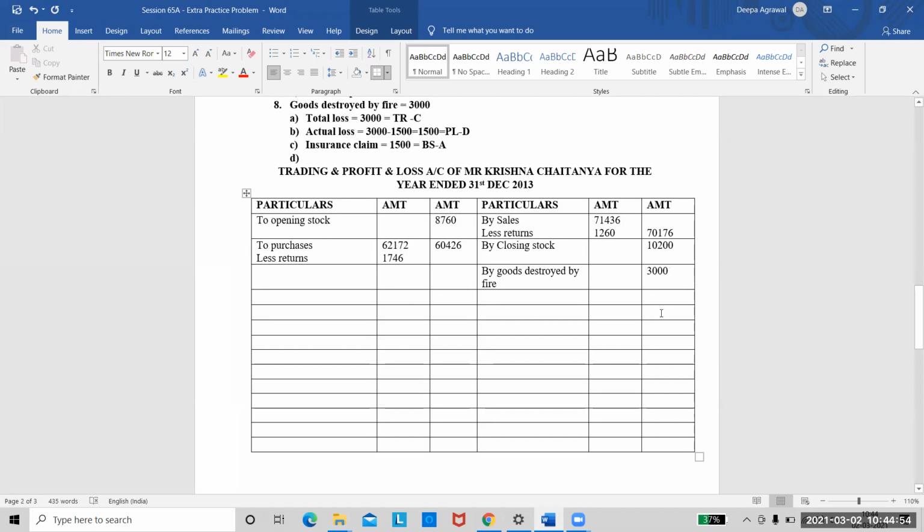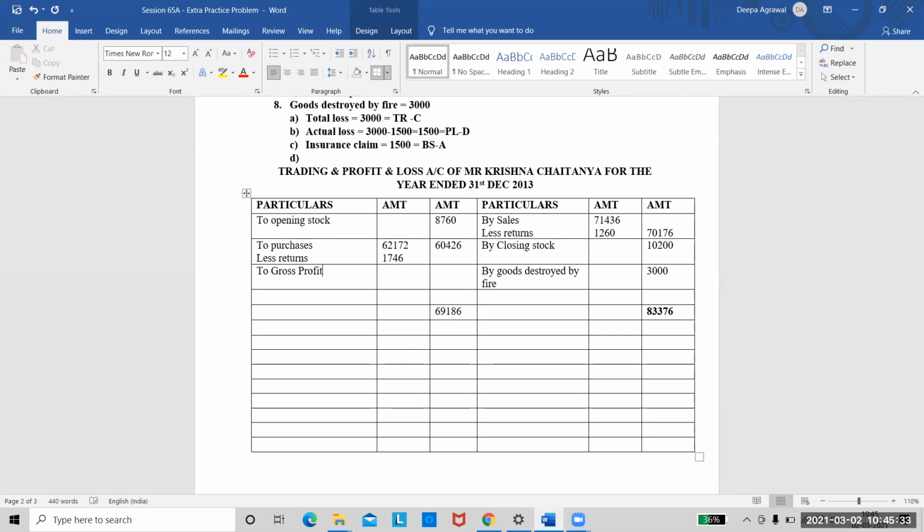So total of the amounts. Check if the total is correct. Is it 83,376 on the credit side? 83,376. Yes. Sorry. Check the debit side. 69,186. Okay, so tell me the gross profit. This side, debit side is less, so we have gross profit.